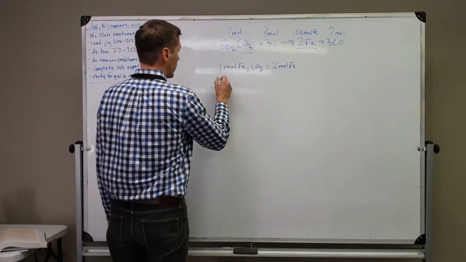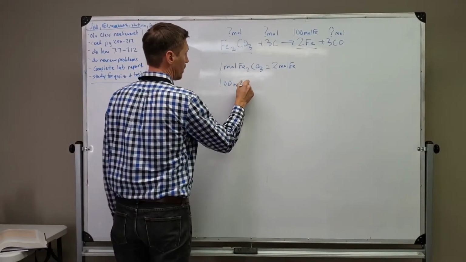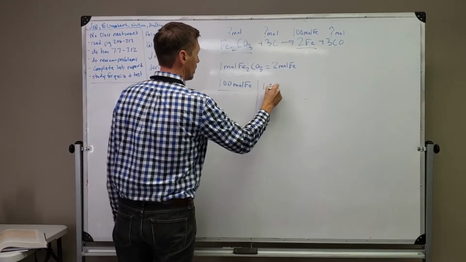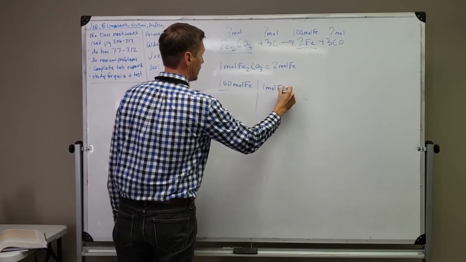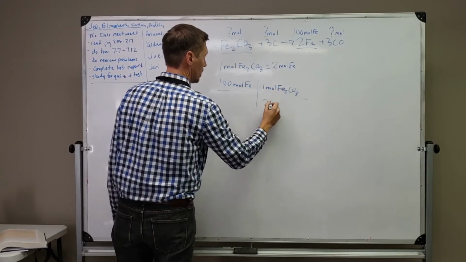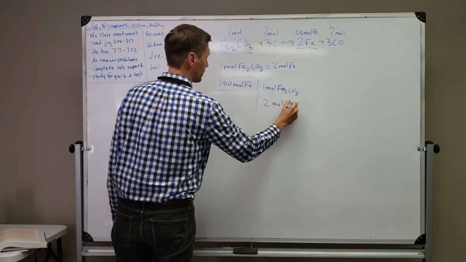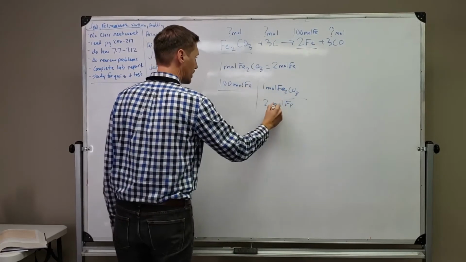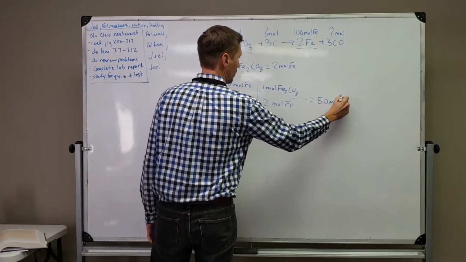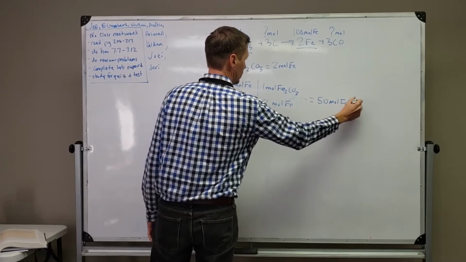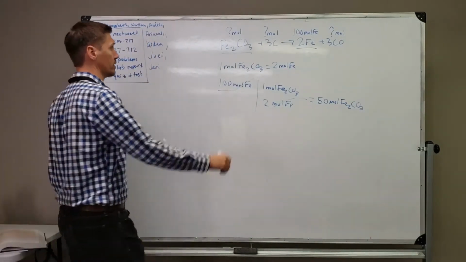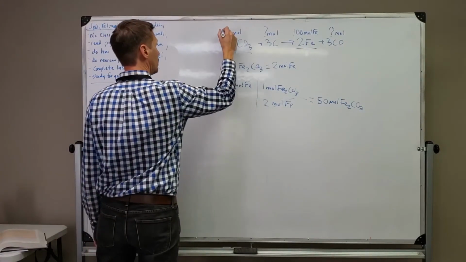And so now we just convert. 100 moles of Fe converts to moles of Fe2O3 using this conversion factor. Moles of Fe cancel out, and so we have 50 moles of Fe2O3. That's how many moles of this? 50.